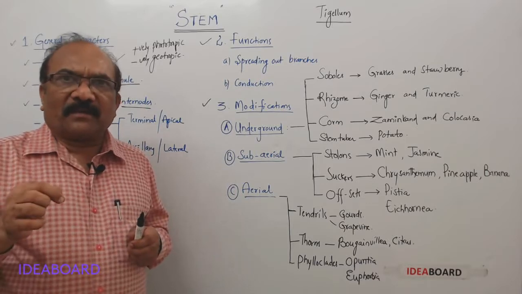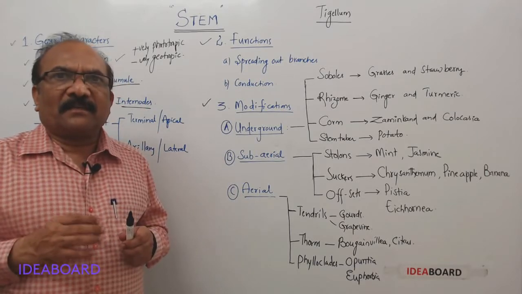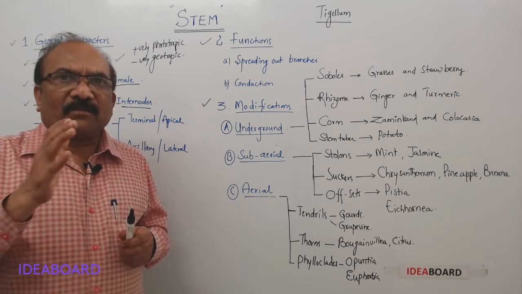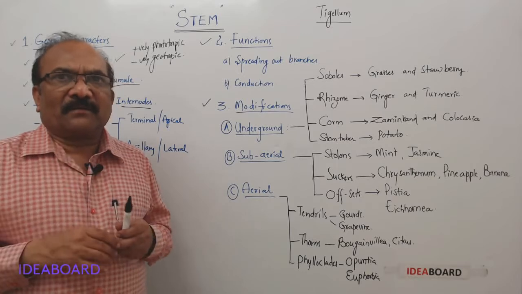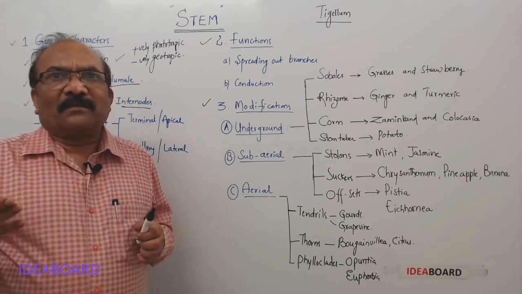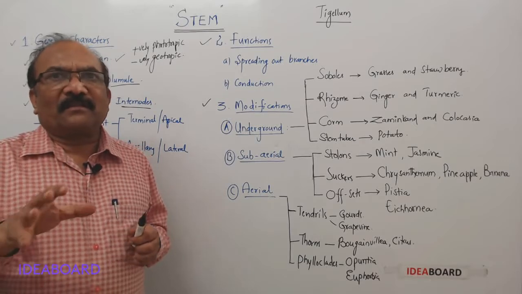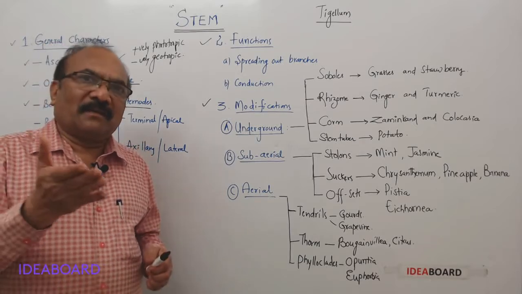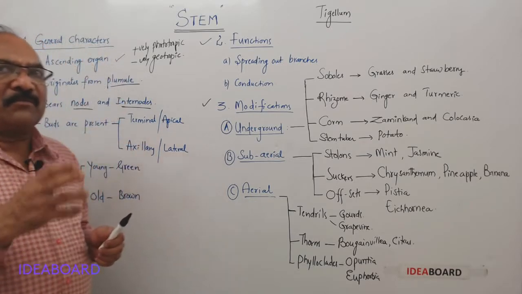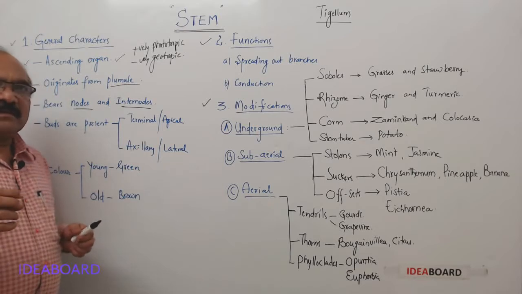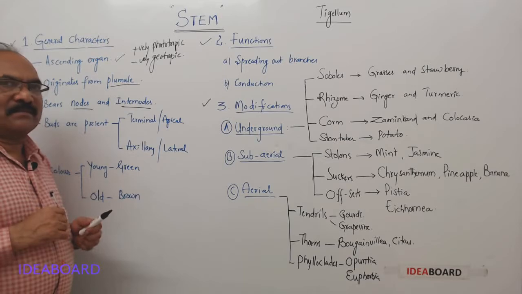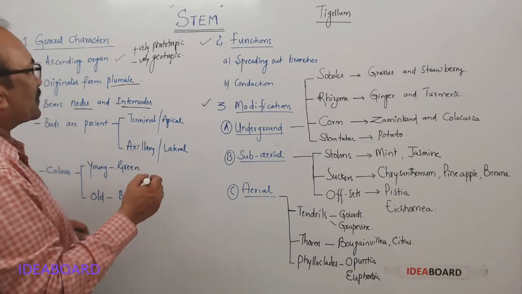Now let us see what is a node. The place where leaves originate is called a node. We know that the root won't produce any leaves, that's why leaves are absent as well as nodes. And then what about the internodes? The gap between two successive nodes.